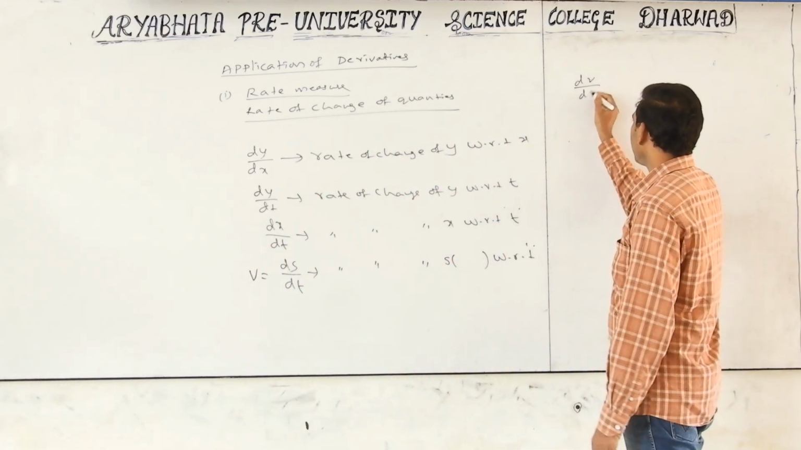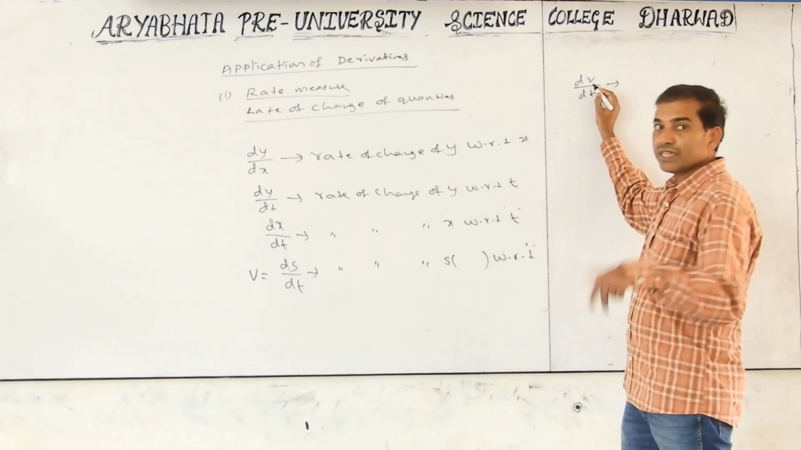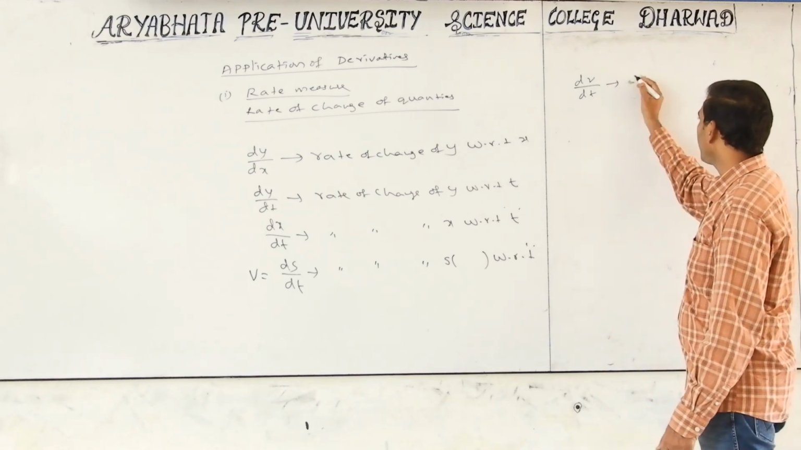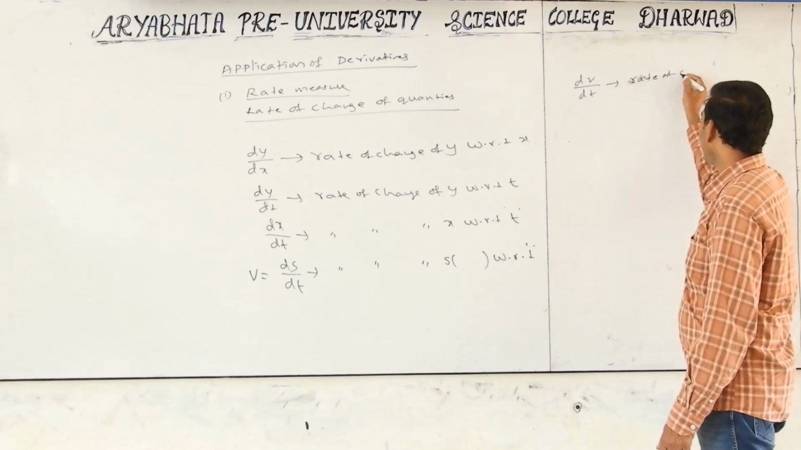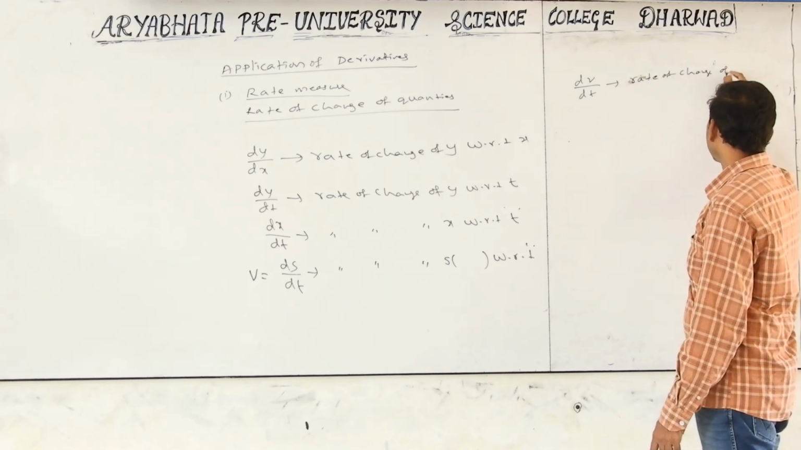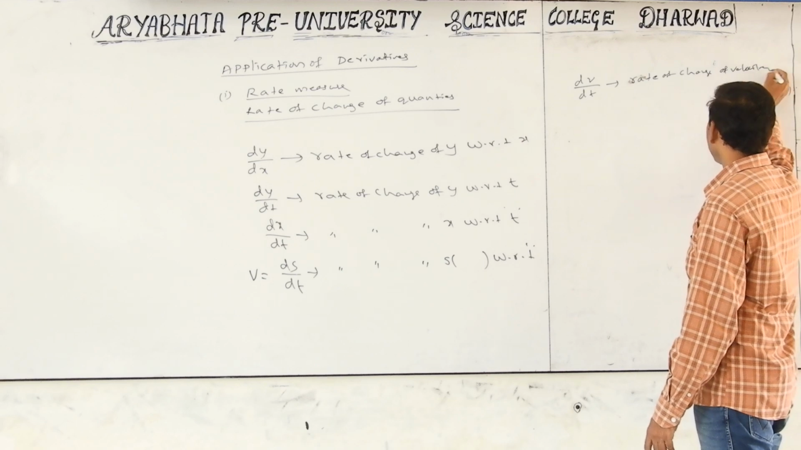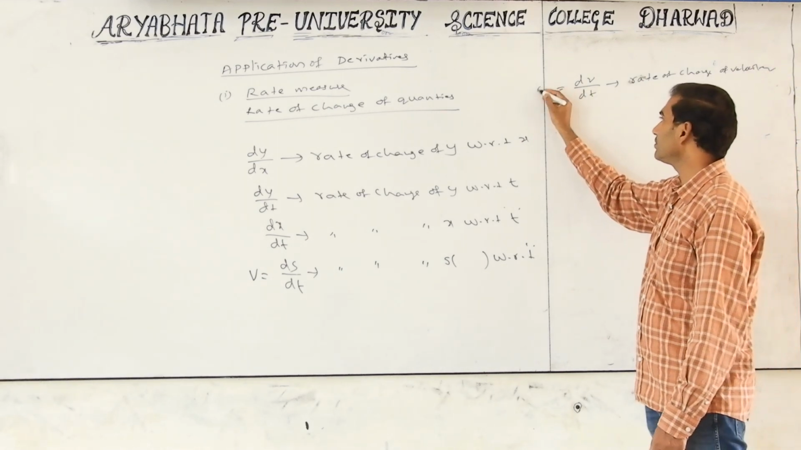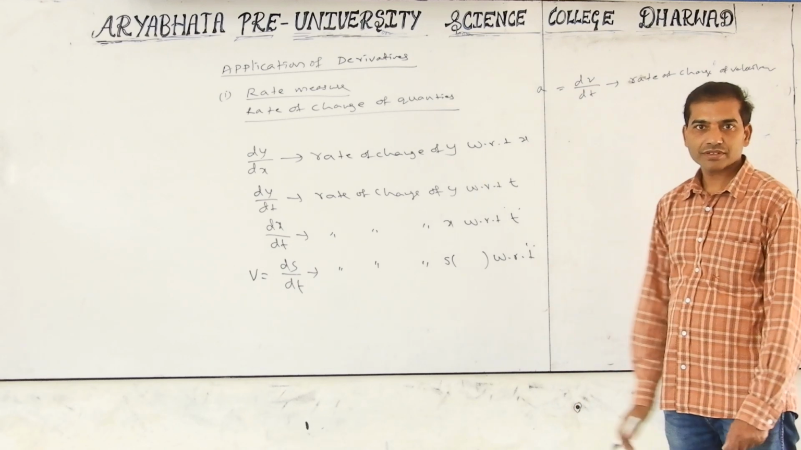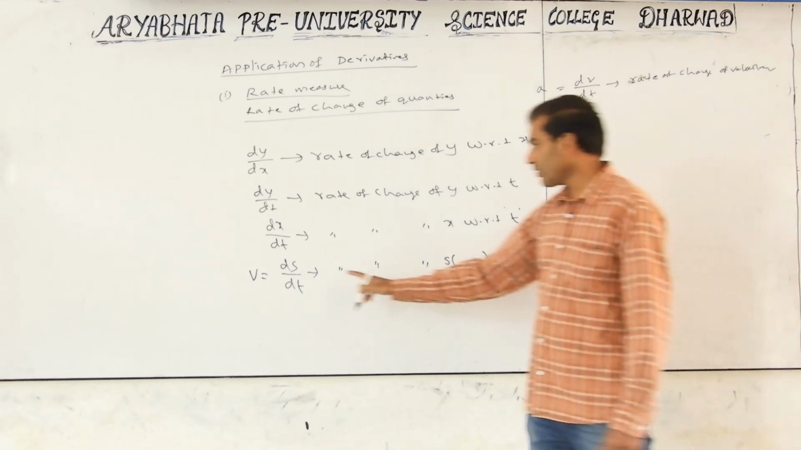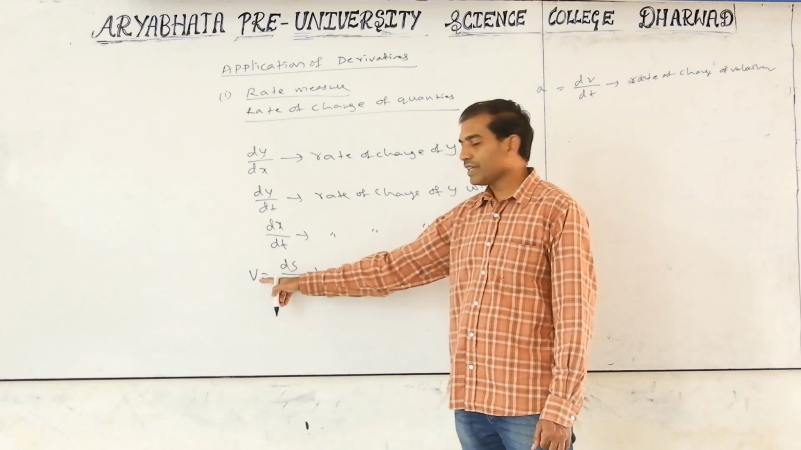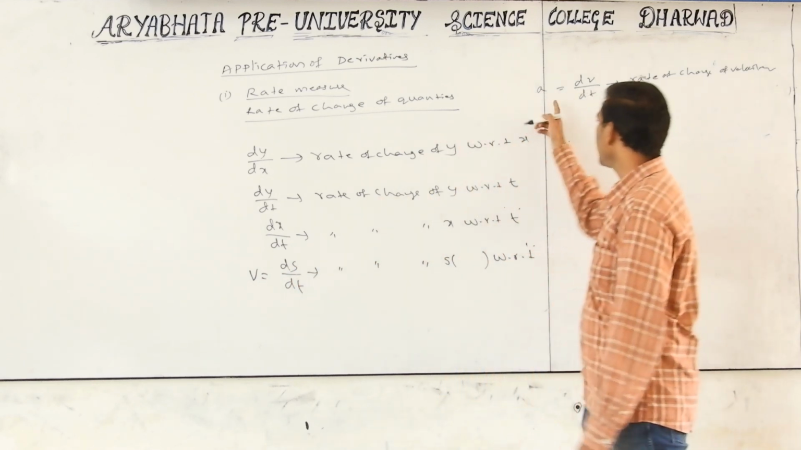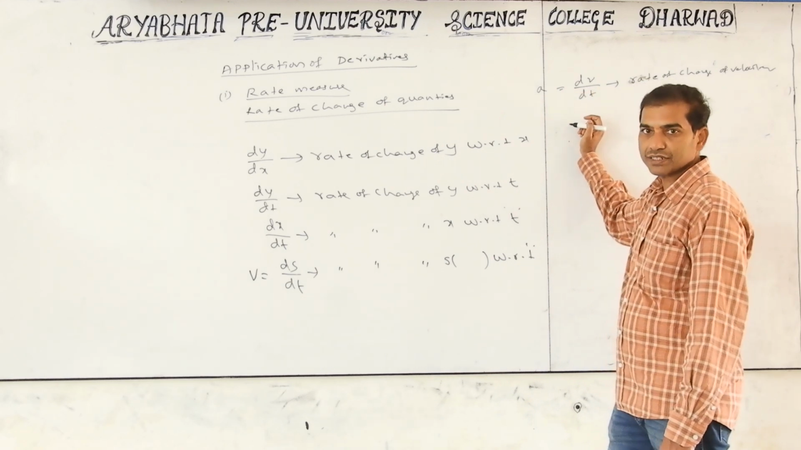Next, dv by dt, where v is velocity. The rate of change of velocity is called acceleration. Are you following? The rate of change of displacement is velocity, v equals ds by dt. Acceleration a equals dv by dt.